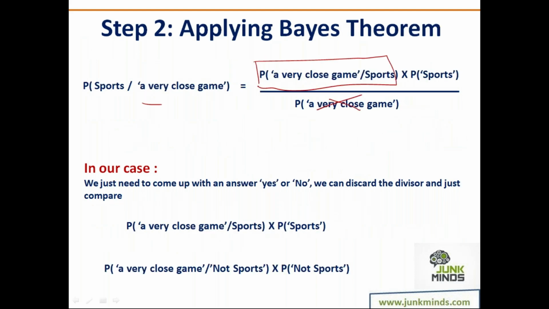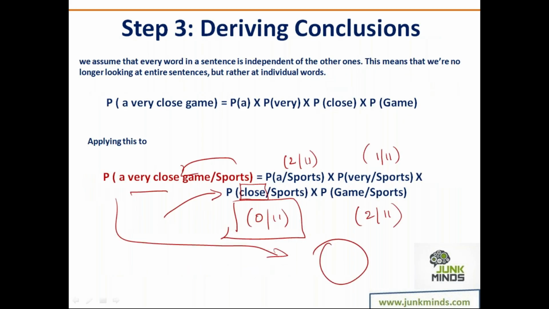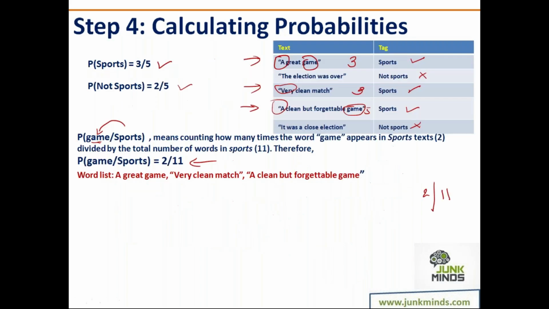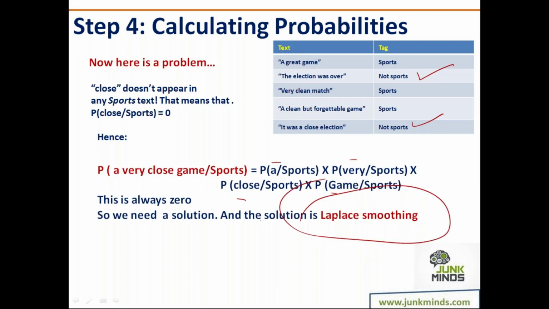Then what I do is I need to apply this formula to get my answer. For me to use this formula, I need to calculate the probability of a very close game whenever we are talking about sports. Now, how do I get this probability? This probability can be calculated like this, but the issue here is if even one of the probabilities becomes zero, everything is gone. So to take care of that, we use what is called Laplace smoothing.